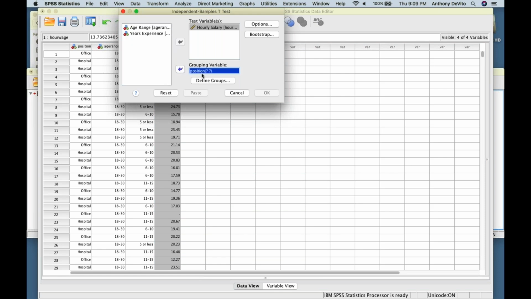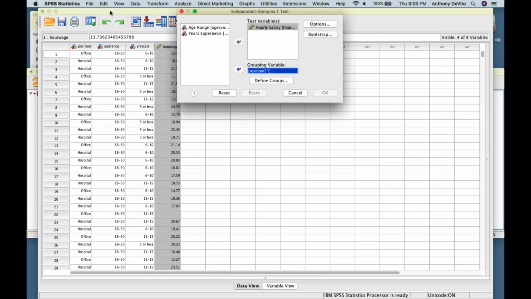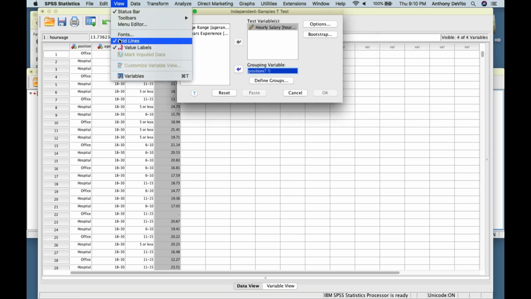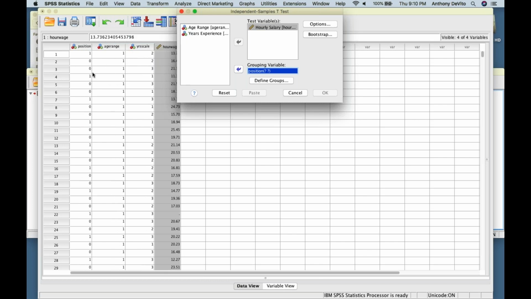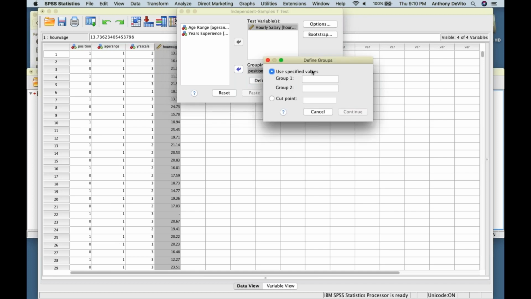And that's going to be either general nurses, hospital nurses, or office nurses. Now it asks me to identify which is which because although we see them as office or hospital, they are actually represented here by the numbers 0 and 1. So I'm going to click in here, and I'm going to enter 0 and 1, so SPSS knows those are the two groups that we're going to use.